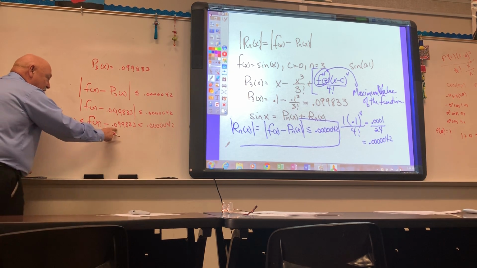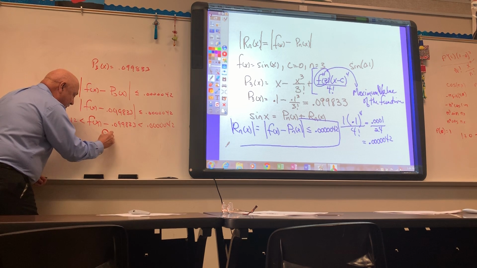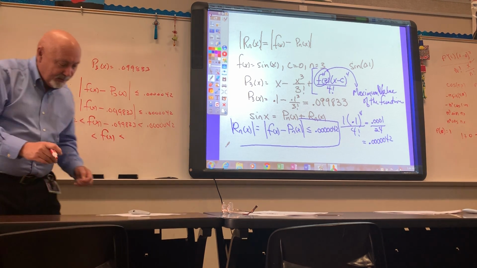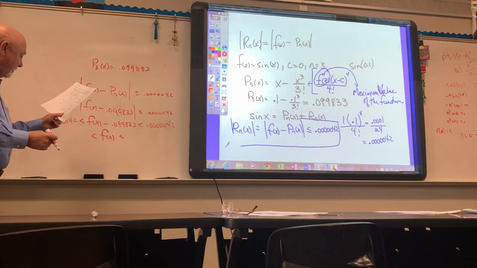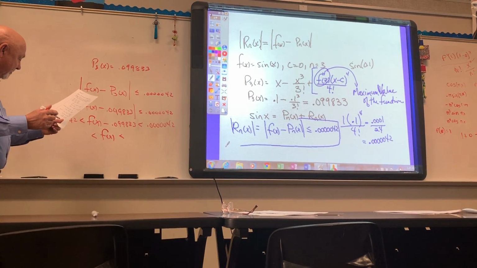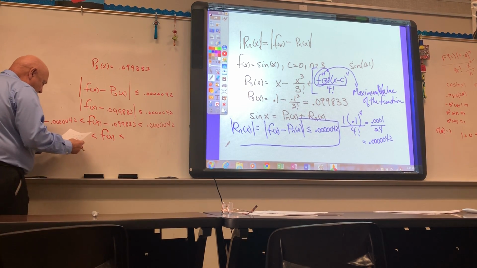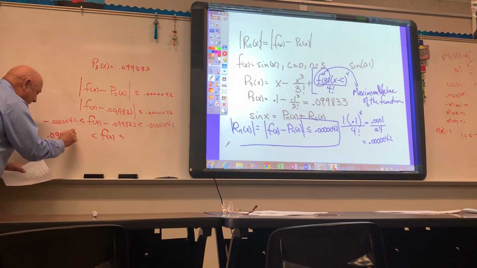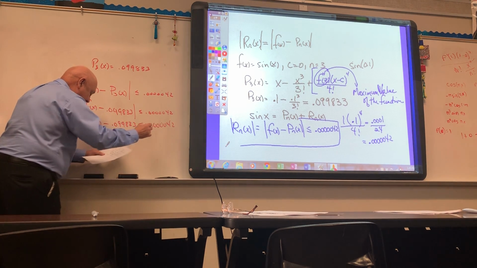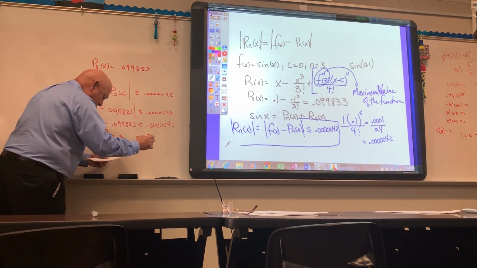So would you add this coming back this way and add this going back that way? Correct. When you do that, what about the equal? It's less than or equal to, the equal goes away. I came up with 0.0998288, and on the other end, I added it this way: 0.0998372.